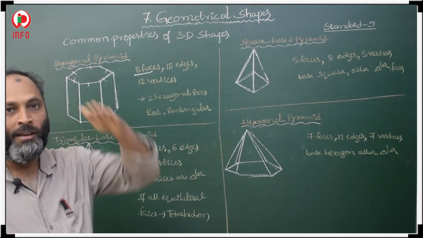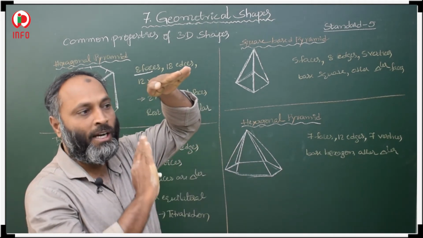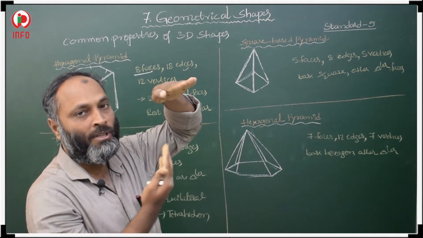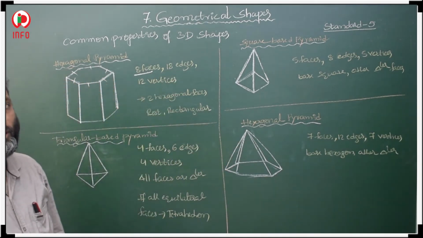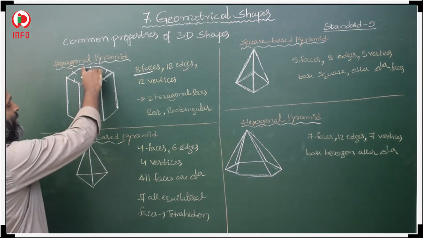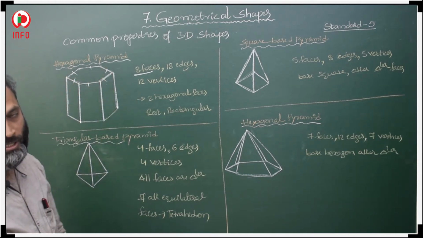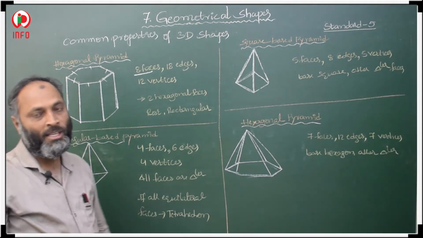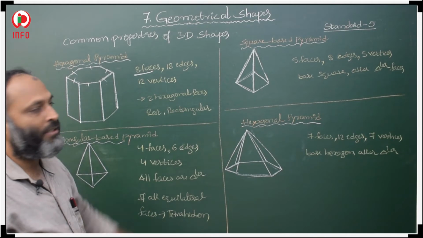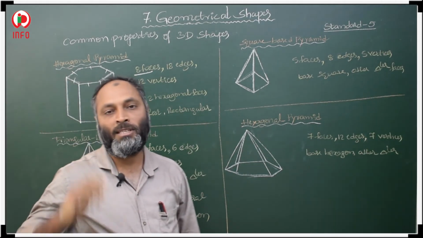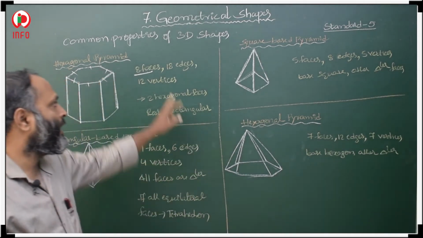How 8 faces? Top hexagon and bottom hexagon. So 1 plus 1, 2 faces, and surrounding 6 faces, 6 rectangular shapes. So that is 6 plus 2, 8 faces. And edges: how 18 edges? Here 6 edges at top, 1, 2, 3, 4, 5, 6, and 6 edges at bottom. 6 plus 6, 12. Surrounding 6 edges. So 6 plus 6 plus 6. 6 threes are 18. So 18 edges.